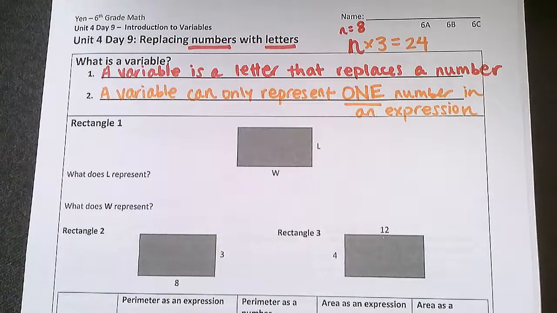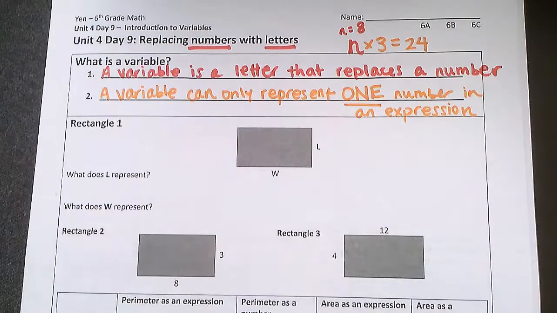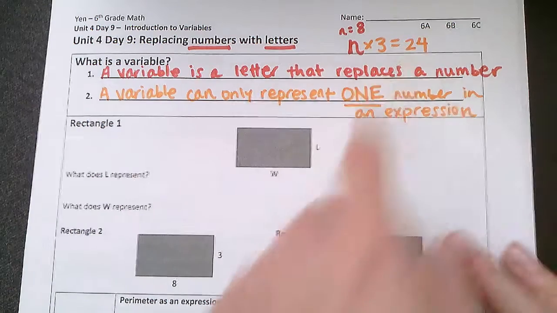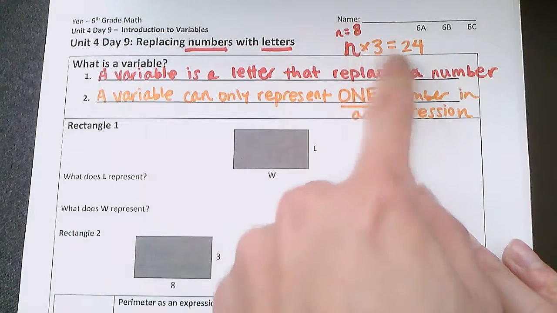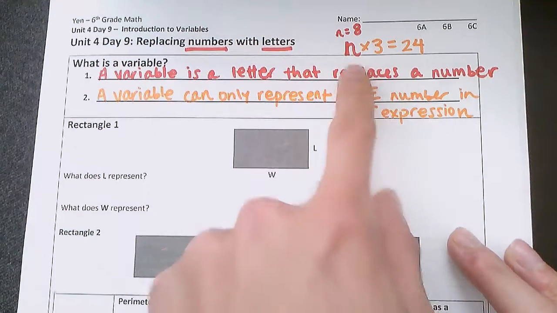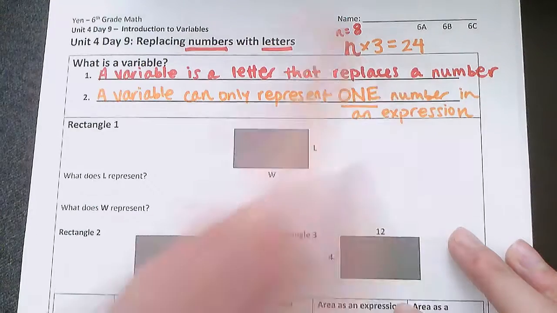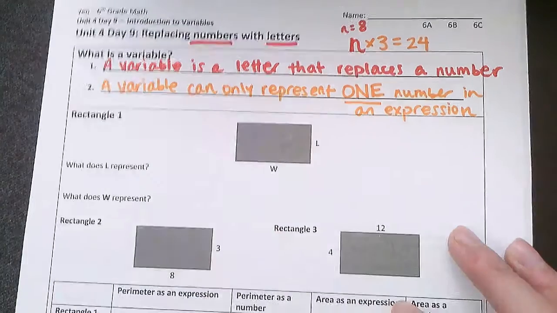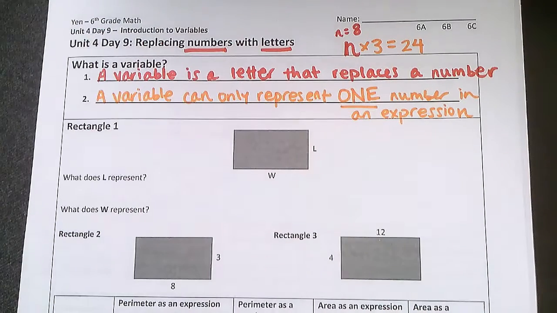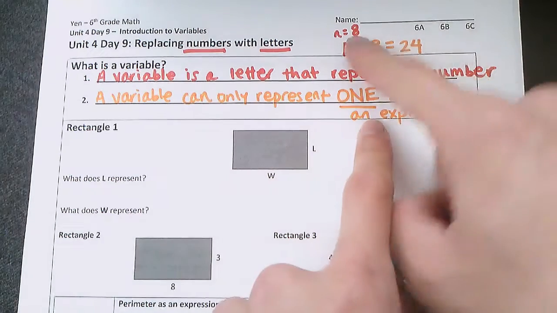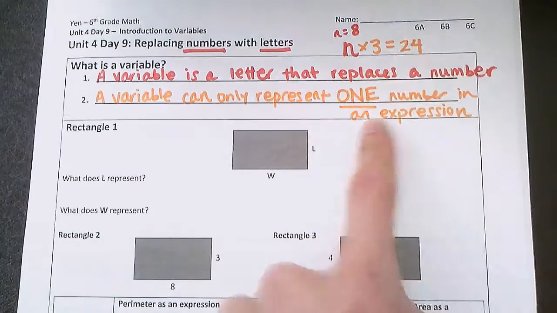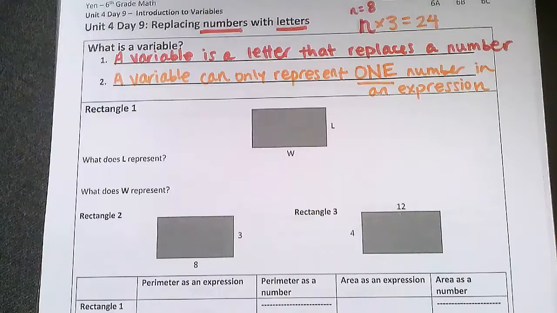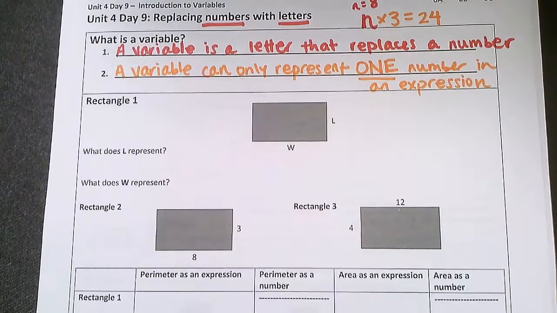And what this means is, if you have an expression, right, which is numbers and operations, this is an example of an expression, n times 3 equals 24, the variable n can only represent one number. In this case, that number is 8. It can't also represent 3 and 4 and 27, because it can only represent one number, and in this situation, it's 8. Got that down?